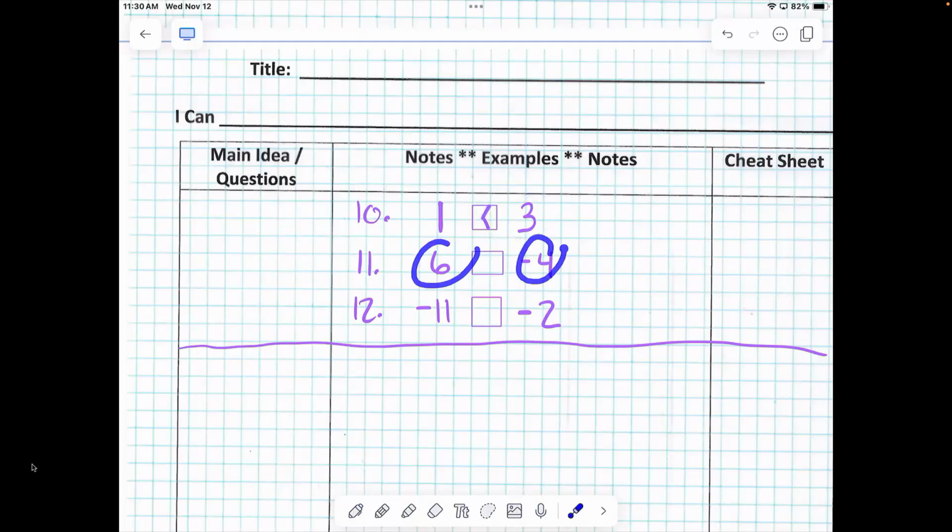What's bigger, 6 or negative 4? 6. So 6 is greater than negative 4, yes? What's bigger, negative 11 or negative 2? Negative 2. So negative 11 is smaller than negative 2? And that means less than, right? Yes. We cool?